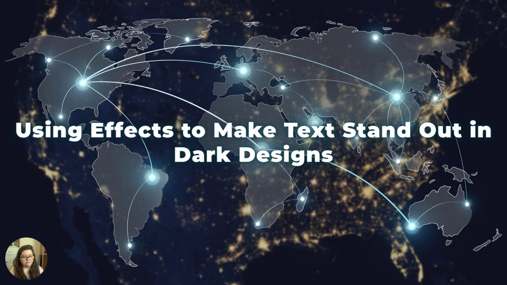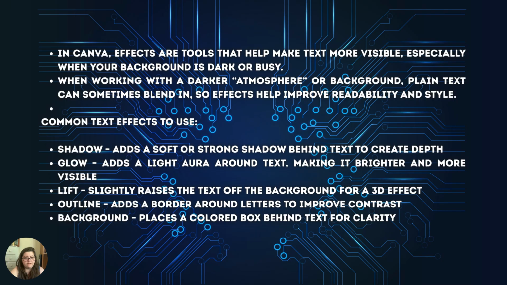So, using effects to make text stand out in dark designs. This is what I did for this one. I put on this background. I looked up similar themes to what my slideshow would show, and then I went on to effects. All right, and then I turned it all the way up so it would glow, and then I turned the text black so that it would show up against all this. It'll make it more visible around a darker atmosphere.